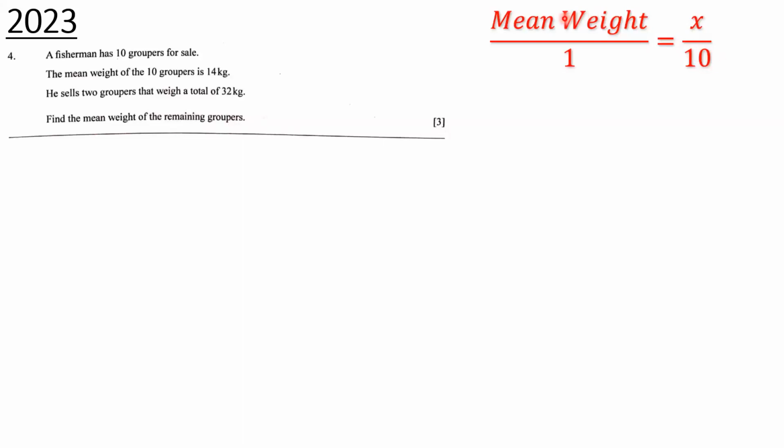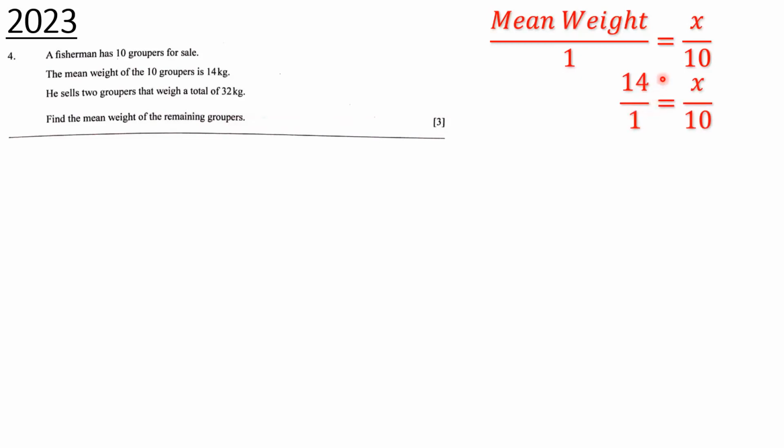So again, the first thing we do is write the formula. The formula for the mean weight is the sum of all the weights, which is X, divided by the amount of groupers that we have, which is 10. So it's going to be X over 10, because we don't know what the sum of the weights is. That's what we're trying to figure out. But what is the mean weight? They say that the mean weight of these 10 groupers is 14. So we're going to substitute 14 for the mean weight, 14 over 1.